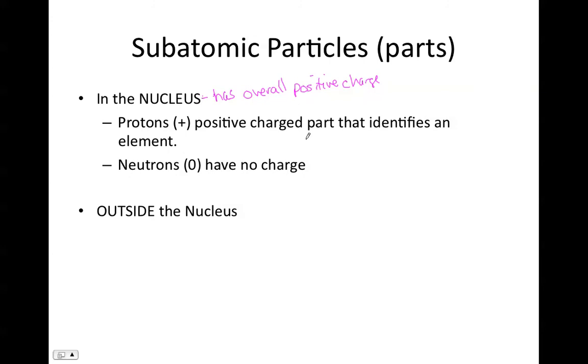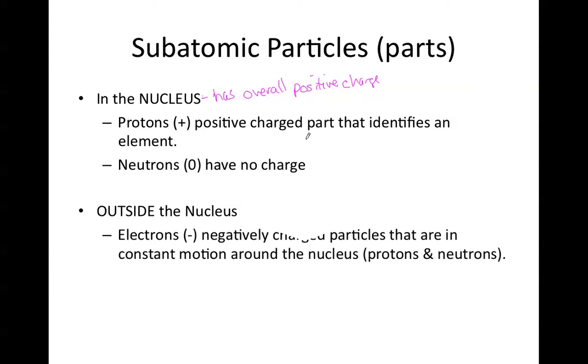Now when you talk about outside the nucleus, the electron clouds, or the orbitals, you have electrons, and they are negatively charged. So outside the nucleus, spinning around really fast and flying all over the place, you have electrons, and they have a negative charge. So the electron clouds outside the nucleus have an overall negative charge.